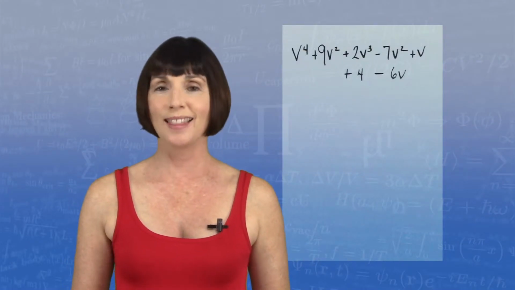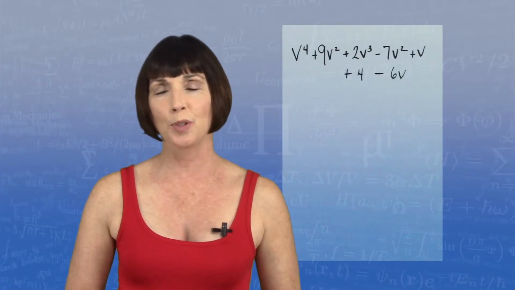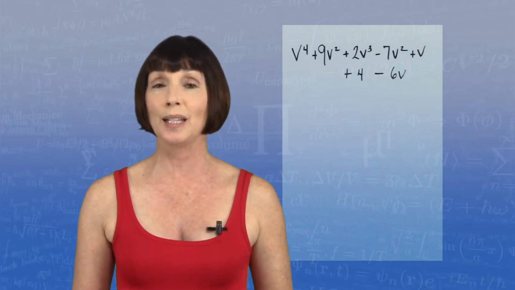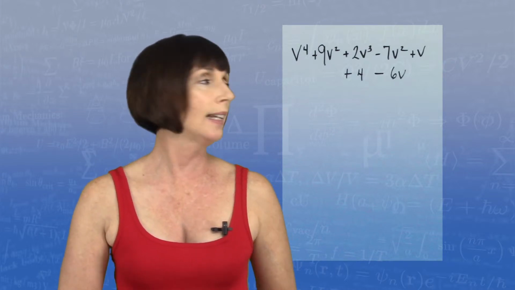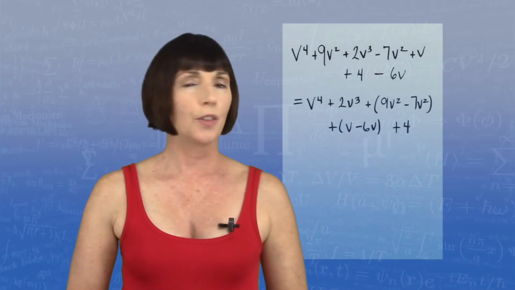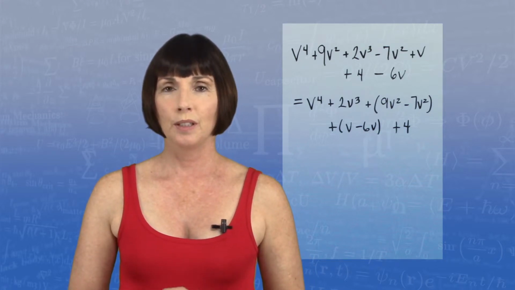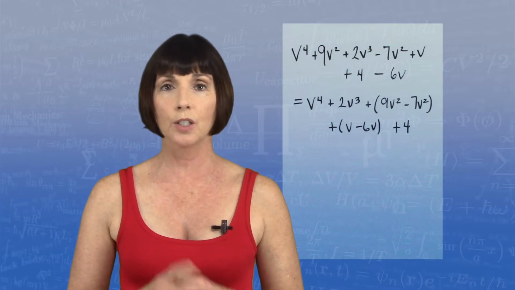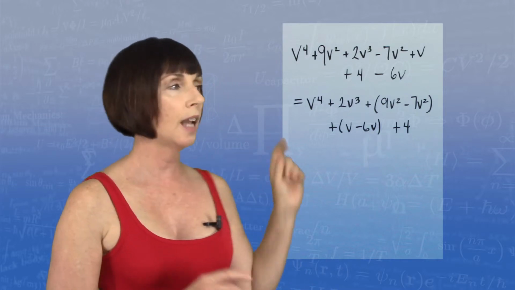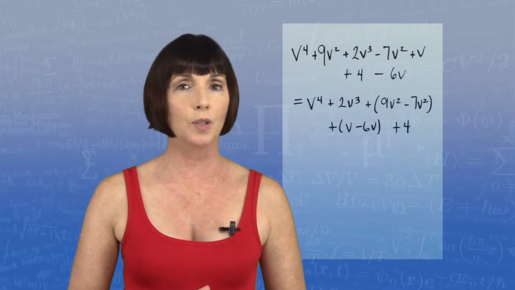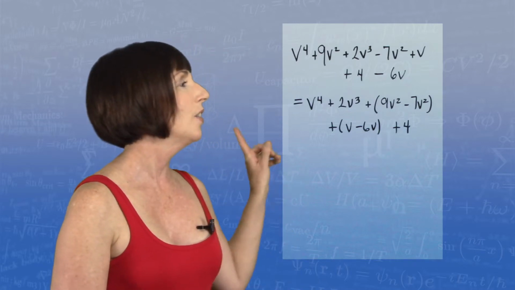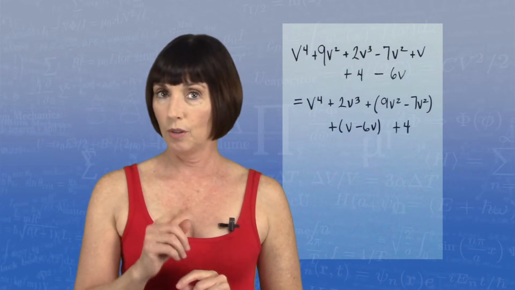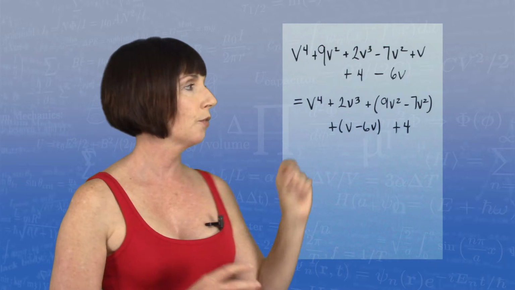Okay, to start with, I'm going to rearrange the terms. So we're going in descending degrees of the variable. So I get v to the fourth plus 2v cubed. Now, I've got some like terms there with my v squared. So I've got plus 9v squared minus 7v squared plus v minus 6v, those are also like terms, plus 4.